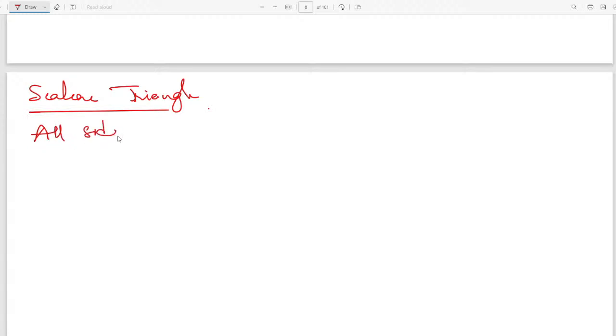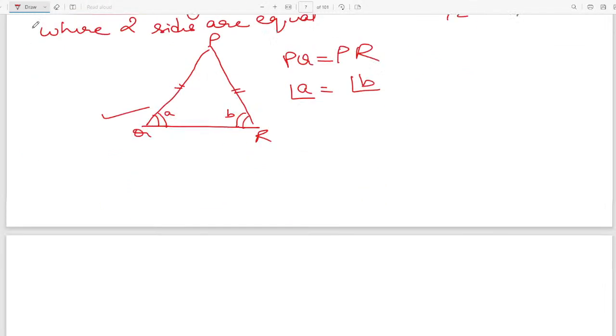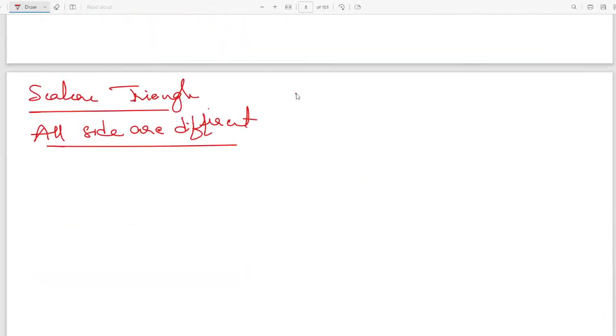The scalene triangle is a triangle where all the sides are unequal. All sides are different. In most of the questions, they ask about these two, equilateral triangle and isosceles triangle. And then there is a third triangle, that is the right angle triangle. Right angle triangle is also the favorite part of any exam.